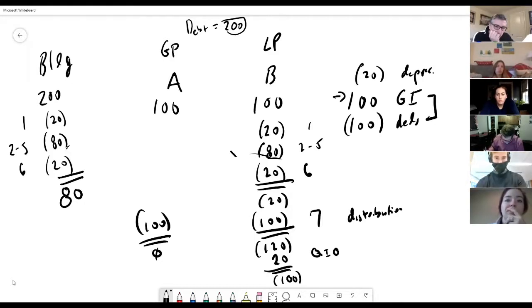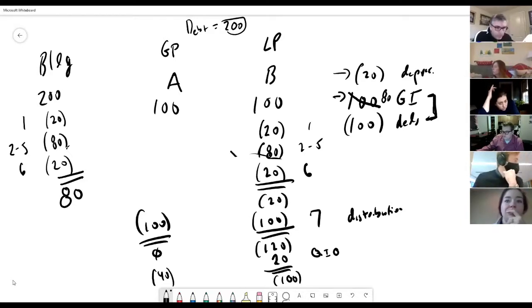Now, what do we have left? Well, we've allocated 20 of the gross income, so we have 80 left. So we have 20 of depreciation and then 20 of net loss from the remaining items. And we know that that's going to go to A, because B can't go below negative 100. The agreement's going to say this goes to B and the rest is split 50-50. But we know once you get to a QIO situation, B's capital account can't go negative. And so that's what's going to end up happening.